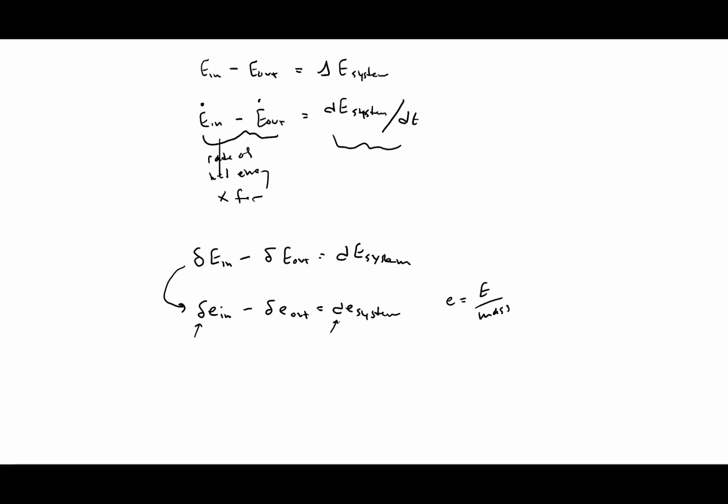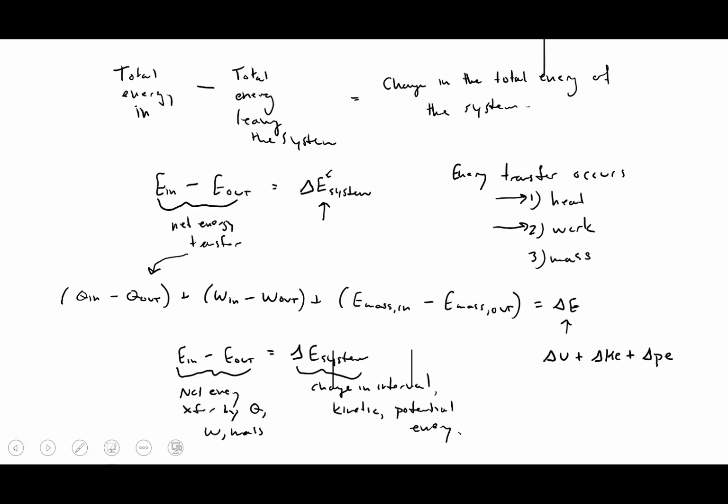And these are just used to distinguish whether or not the property that we're talking about depends on the path of the system. So that's something that you'll learn later as you go through the thermodynamics class. But that's what those different differentials mean. We can now write this equation in a little more specific terms.